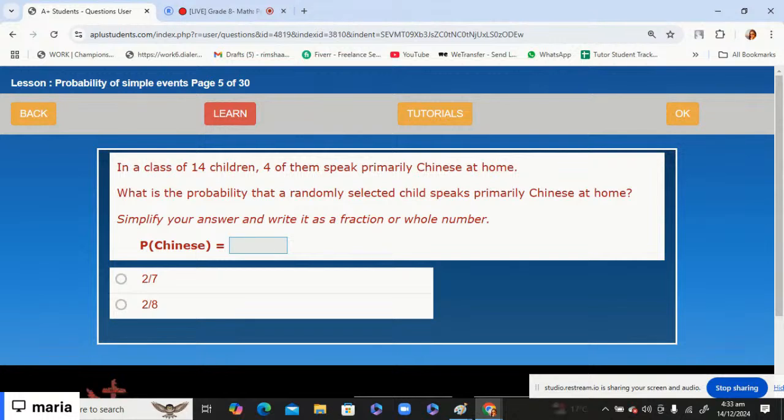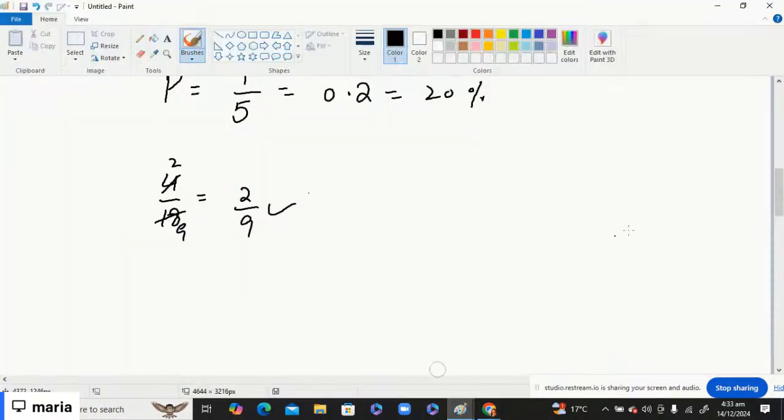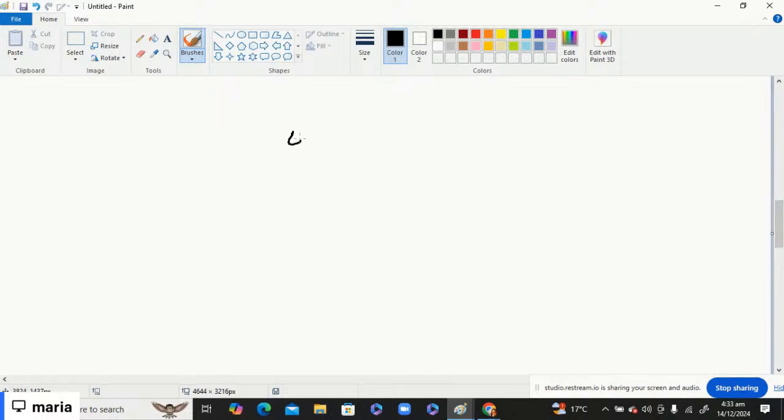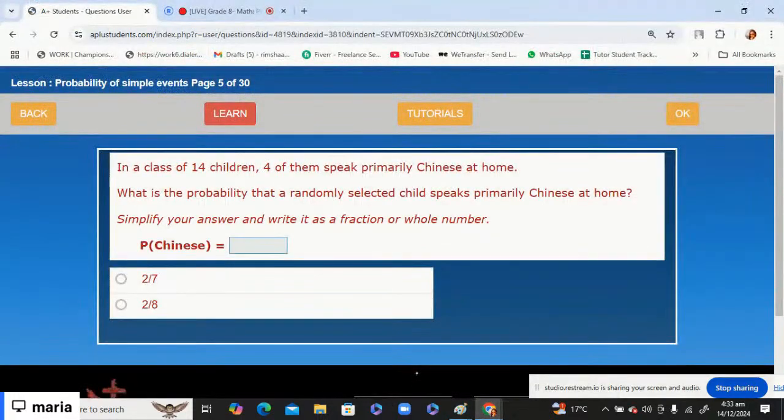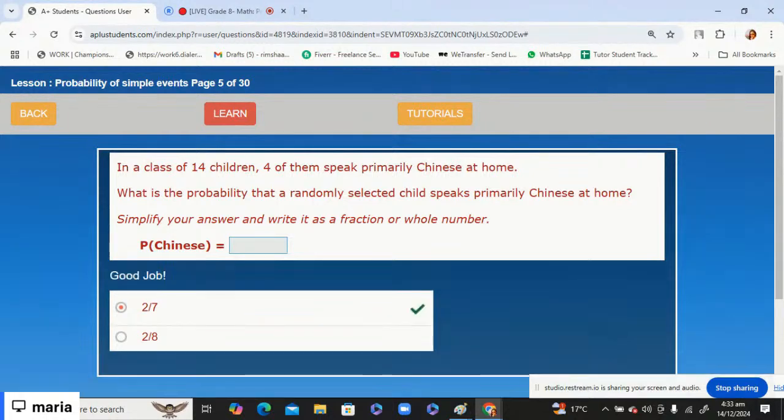So the total students are 14, and the number speaking Chinese is 4. So 4 by 14. Let's check the answer. 2 times 2 is 4, 2 times 7 is 14. It's 2 by 7. Yes, that is the right answer.